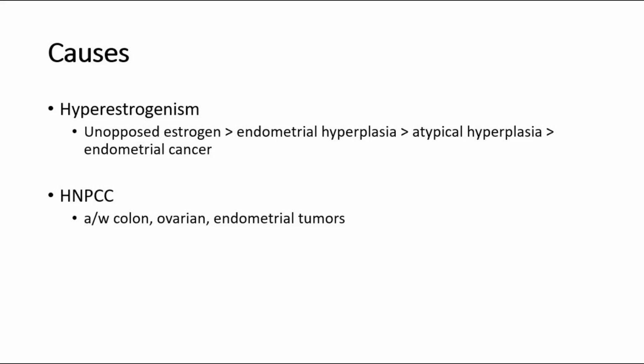Other causes of endometrial cancer include HNPCC, which is the hereditary non-polyposis colorectal cancer syndrome. These cases are due to mutation of mismatch repair genes and are often associated with colorectal, ovarian, and endometrial tumors.